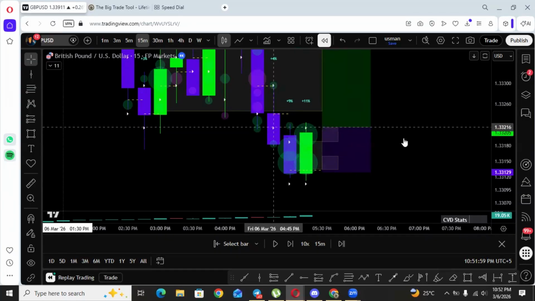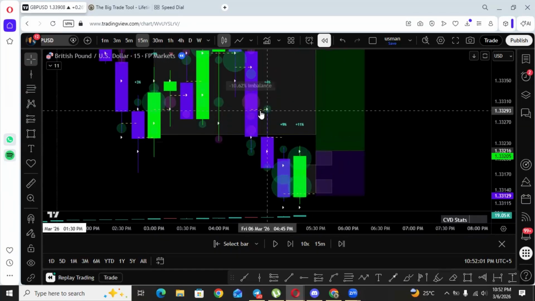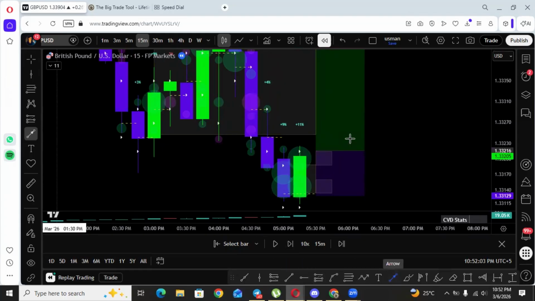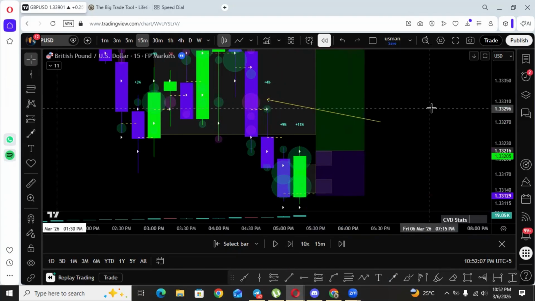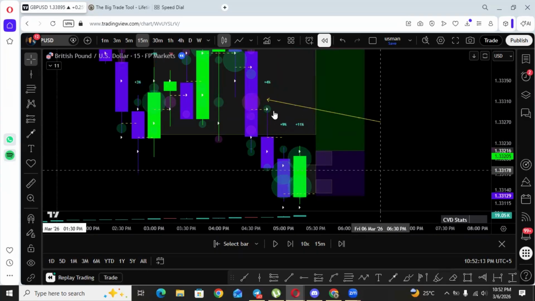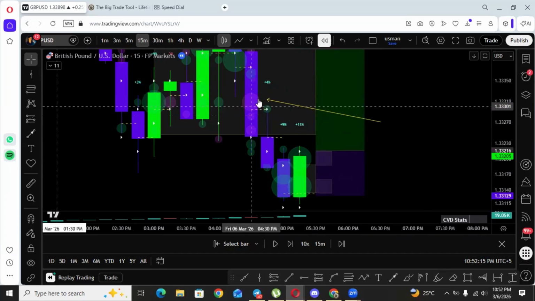Okay, so look at this bubble. Can you see this red bubble? Tell me, can you see this red bubble? Yes. This red bubble means there's a lot of selling that happened at this point that pushed the price.